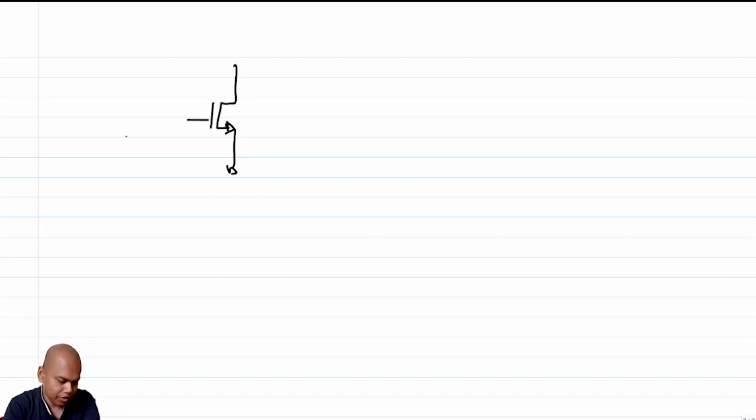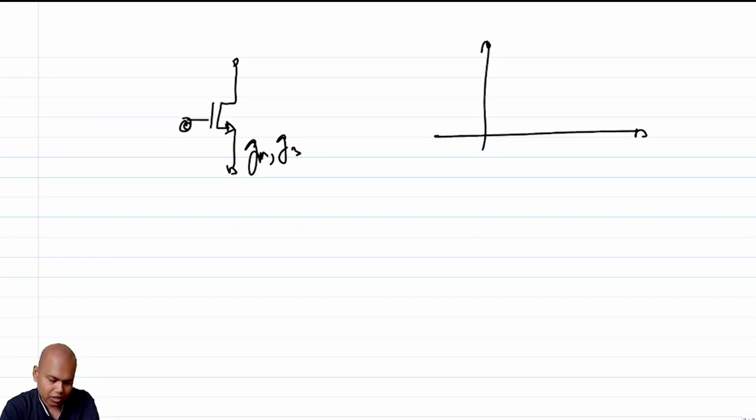So let's say you have a matching network and all, I'm not showing that, but let's say you have some GM and some G3, and for the GM that you have, your G3 plot looks like this.